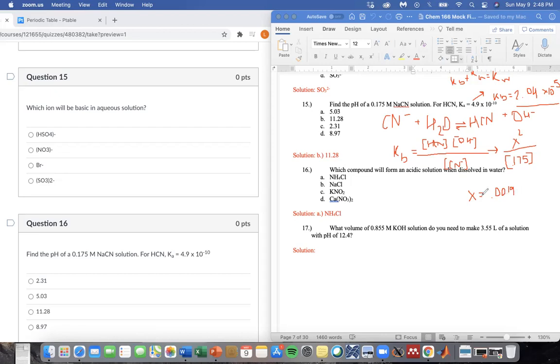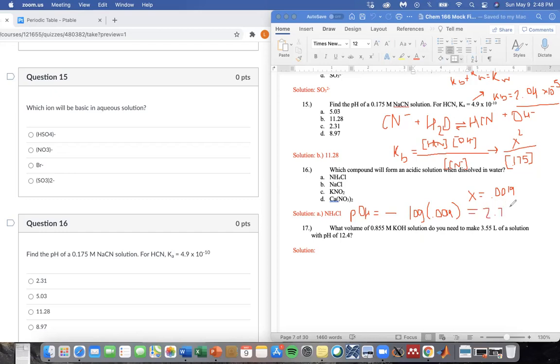If you do the check for percent ionization, it's still under 5%, so it's okay to use small x. So we get an x value of 0.0019. We know that's our OH minus concentration, so we can do pOH equals negative log of 0.0019, because it's our concentration of OH minus. And we get a pOH value of 2.72.